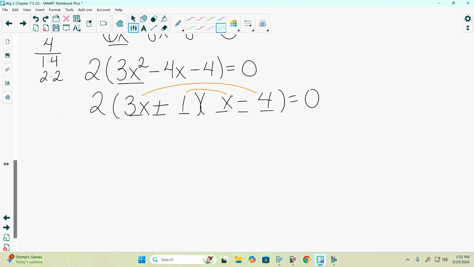And the last thing we want to do is check and make sure we got the correct factors. So we're not going to check for the first or third term. We're checking to make sure that the middle term is the correct middle term. Now 3x times negative 4 is going to be negative 12x. Our 1 times x is going to be plus x. And negative 12x plus x is negative 11x. Unfortunately, that's not the middle term we want. So the next thing we can do is switch the 1 and 4.